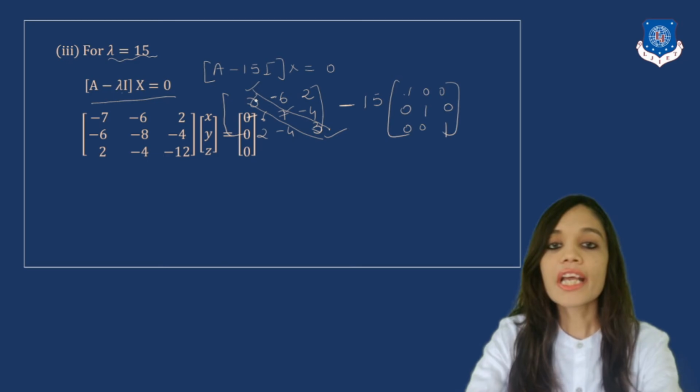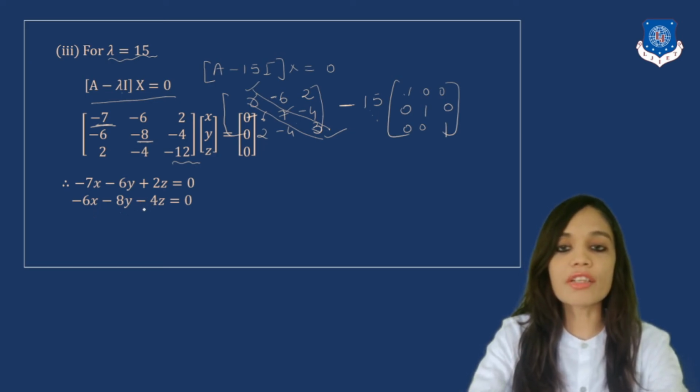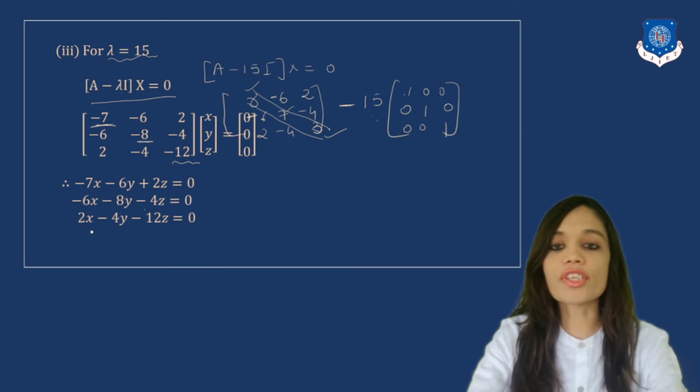So what you will get? 8 minus 15 will give us minus 7. 7 minus 15 will give us minus 8. And 3 minus 15 will give us minus 12. Right? Now again form the linear system from this. So you will get minus 7x minus 6y plus 2z equals 0. The next equation will be minus 6x minus 8y minus 4z equals 0. And the last equation will be 2x minus 4y minus 12z equals 0.